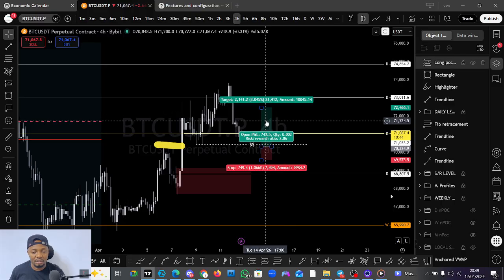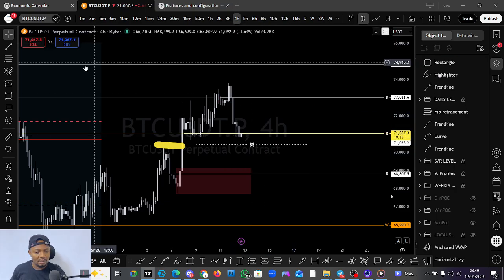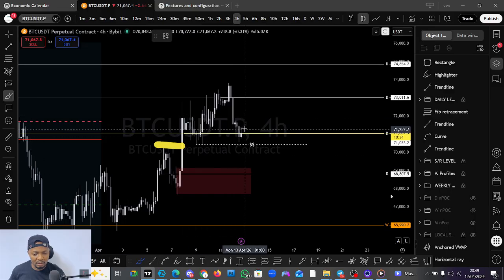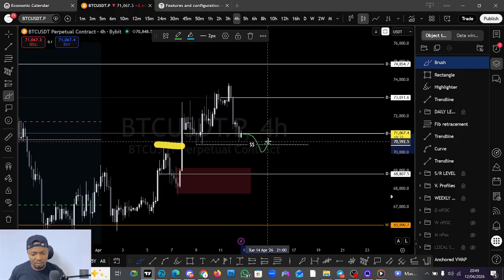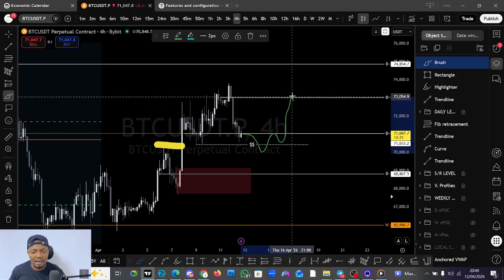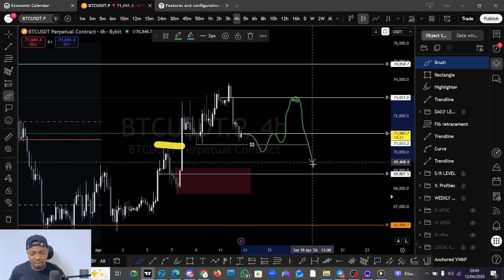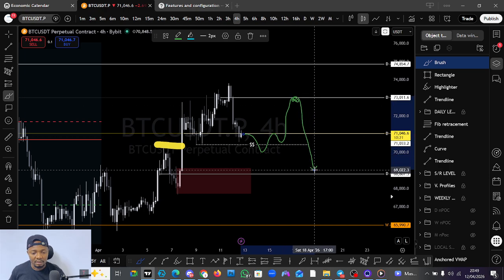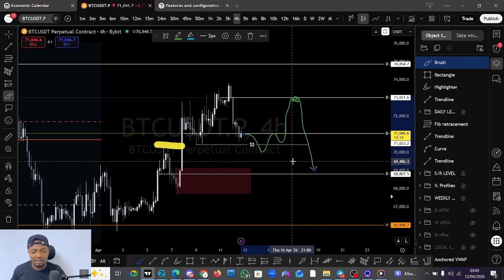Then this could be the trade setup scenario that we could have for the week, and if that is not in play, we can equally expect price to do something like this, reclaim this region, then go higher, then from this region get rejected. These are the two possible scenarios that could happen this week.